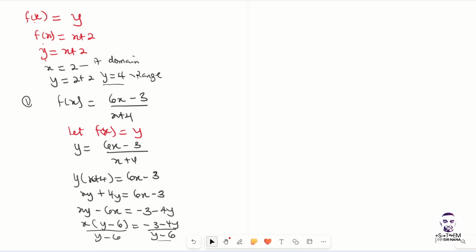So we take the y minus 6 and then equate it to 0. So it means that we have y minus 6 to be equal to 0. And what does that imply? That implies that y is equal to 6.